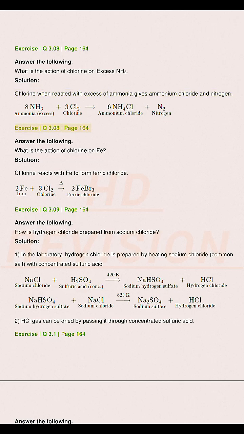Exercise Q3.08, page 164. Answer the following. What is the action of chlorine on Fe? Solution. Chlorine reacts with Fe to form ferric chloride.